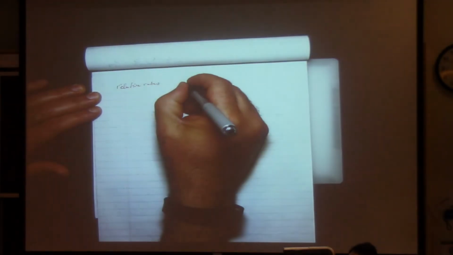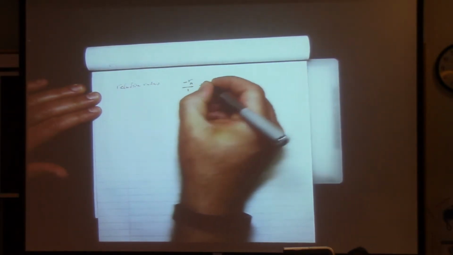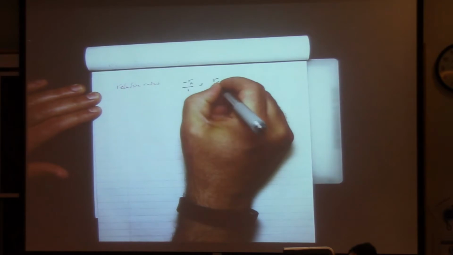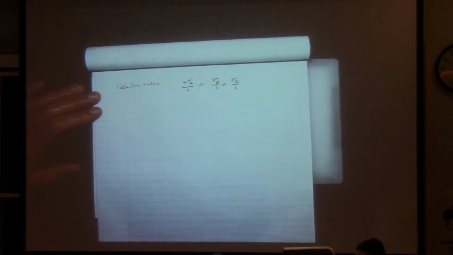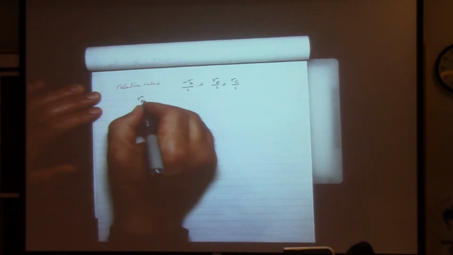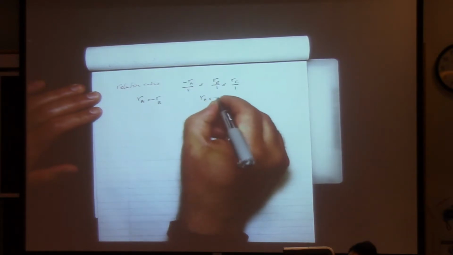Okay, so the next one is relative rates. Relative rates, as I mentioned, is minus RA over 1 is RB over 1 is RC over 1. In other words, your RA is minus RB, and your RA is minus RC.